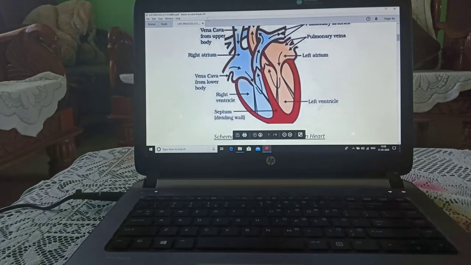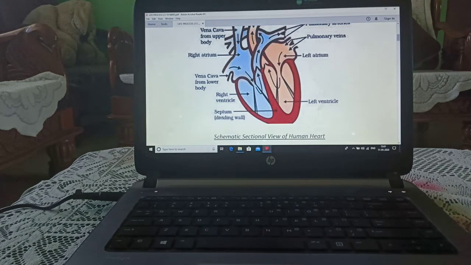Now, this is the vena cava. It is divided into 2 parts. Superior vena cava, which takes the blood from the upper side of the body. Inferior vena cava, which takes the blood from the lower side of the body. Vena cava takes deoxygenated blood and brings it inside the right auricle.